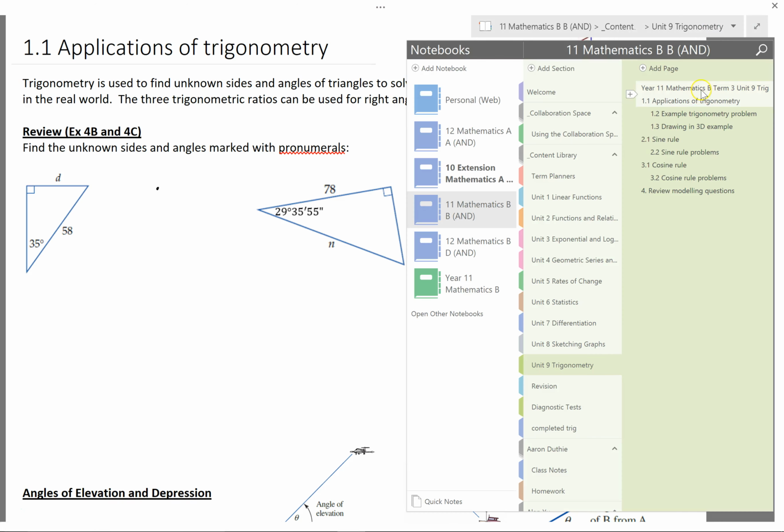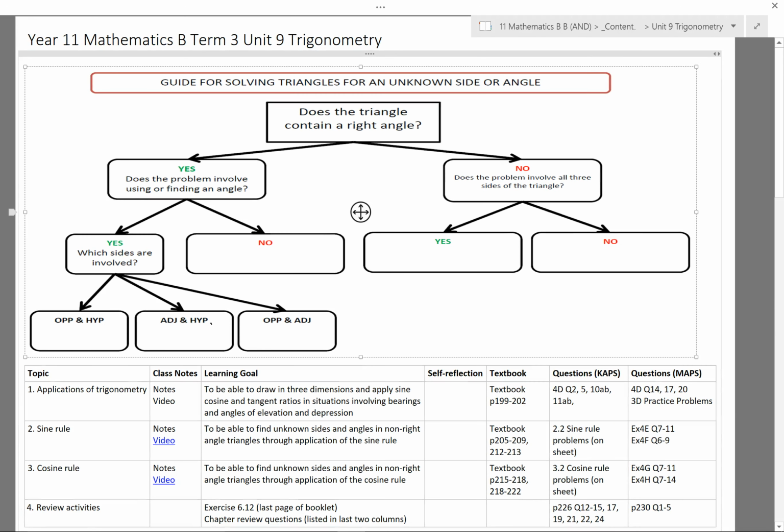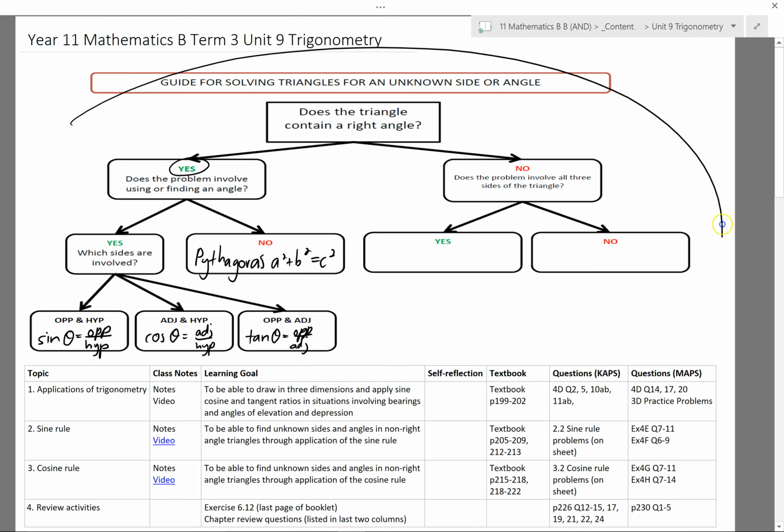So if you look at the front of your booklet, we're dealing with things over here. Does the angle contain a right angle? Yes. We're over here. What sides are involved? I can put my three ratios down the bottom here. We've got right angles. It involves an angle in some way. We're using sine and cosine. If we don't have an angle and it's a right angle triangle, we'll be using Pythagoras. This diagram is going to guide us through this unit.